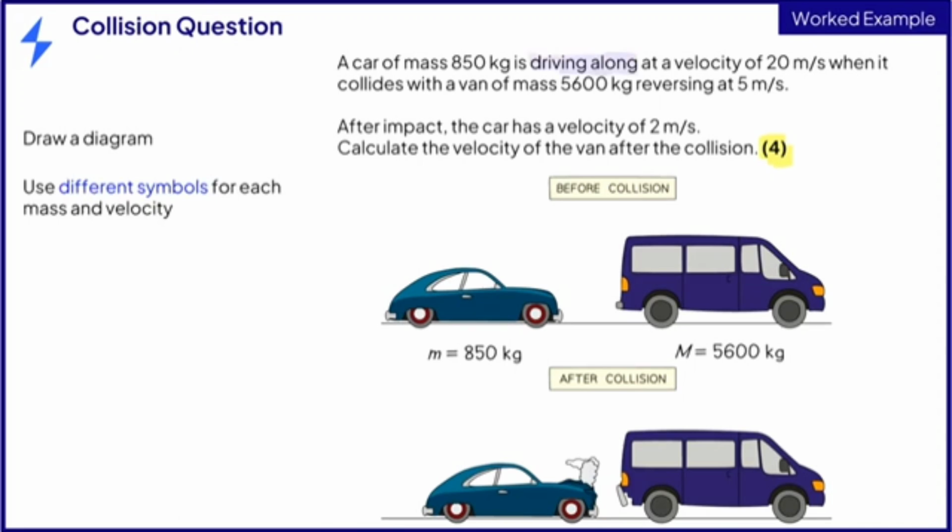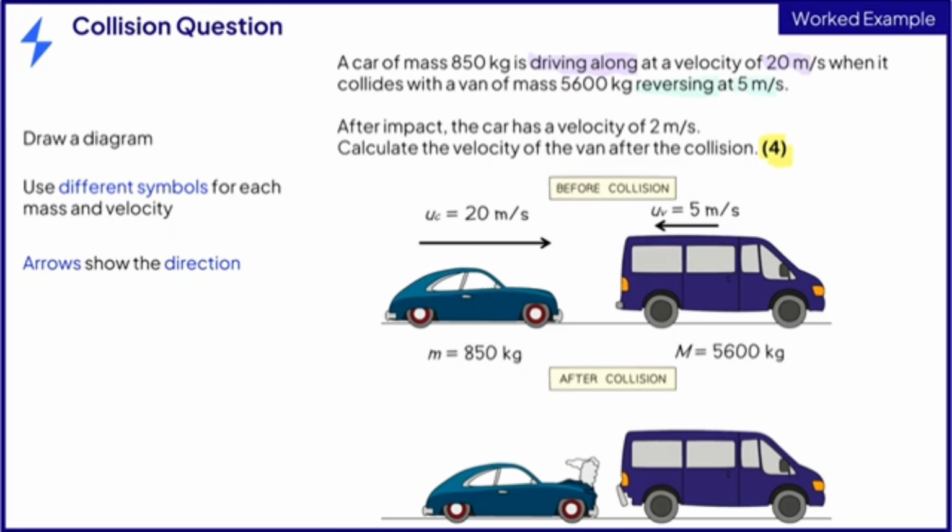The car is driving along, which means it is moving forwards at 20 meters per second. Adding arrows to the diagram is essential to understand what is happening in the collision. The van is reversing, traveling backwards towards the car at 5 meters per second.